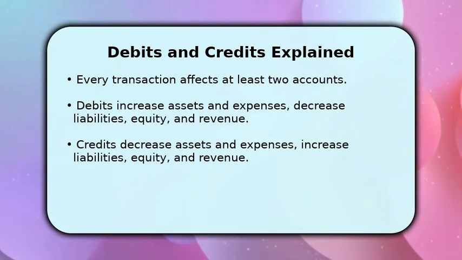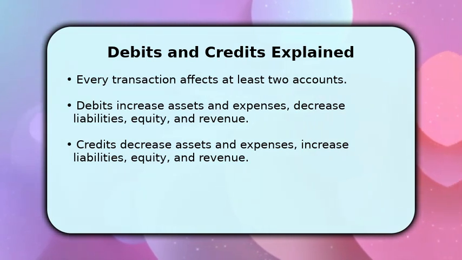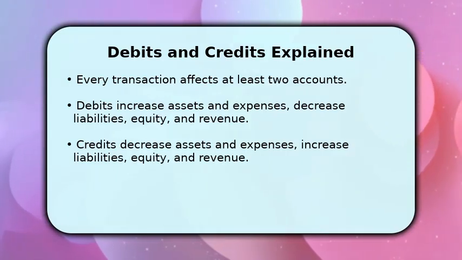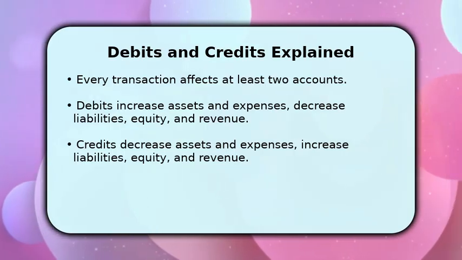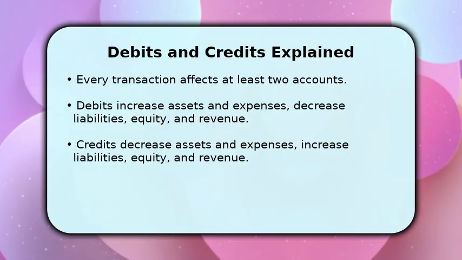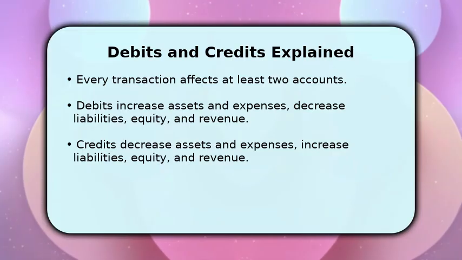Understanding debits and credits is essential for proper journalizing. Every transaction impacts at least two accounts, with one account debited and another credited. For instance, an asset account increases with a debit, while a liability account increases with a credit. Always remember that total debits must equal total credits for every single entry to maintain balance.